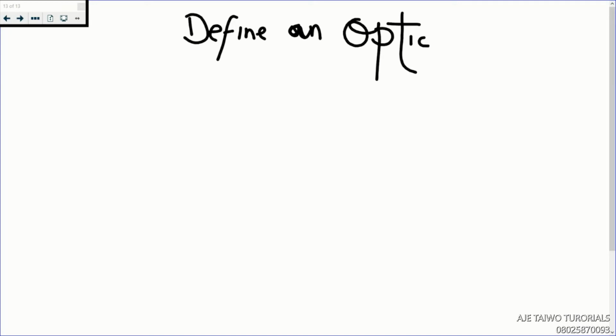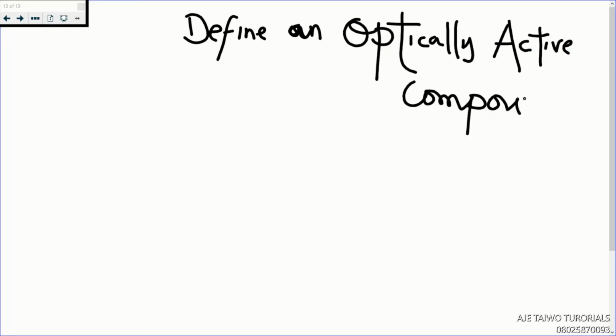Just watch that. See the board. Define an optically active compound. What do you call optically active compounds? They are compounds that can rotate the plane of polarization of plane polarized light.